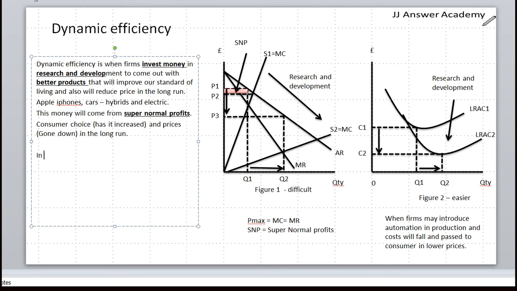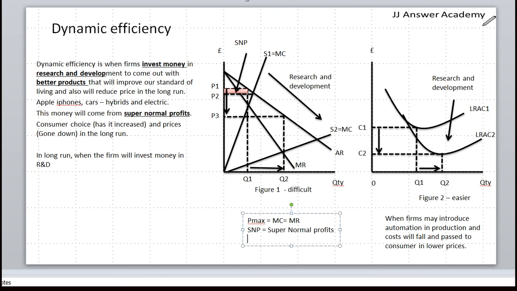So at the beginning, prices are higher to make supernormal profits to fund research and development. And after research and development, they're able to supply more, meaning that it lowers their costs, at lower prices where MC is equal to MR. That's what the firm is pricing, isn't it?